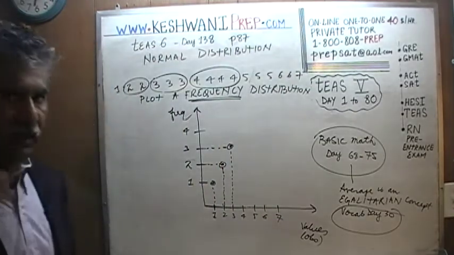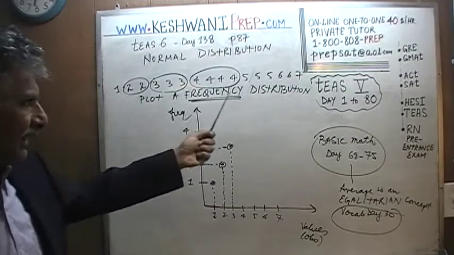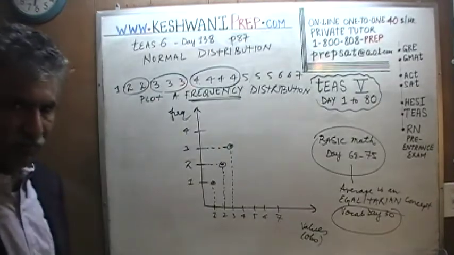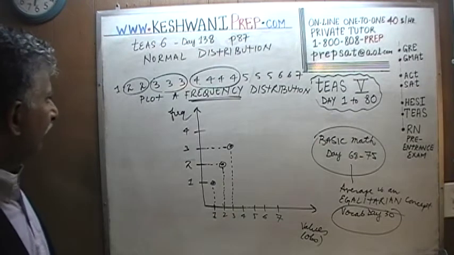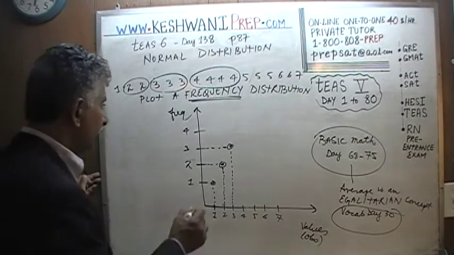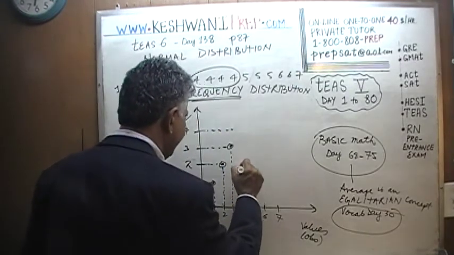I wonder how many times 4 appears. Now, you understand, in real life, it's not like this. This is a babyish version of it, just to understand the concept of it. In real life, it's not that sweet. How often does 4 appear? 4 appears 4 times. So here's the frequency of 4, and here's the value of 4.